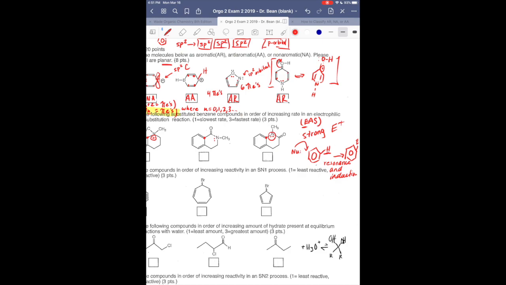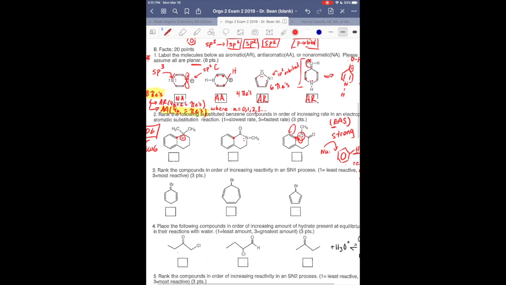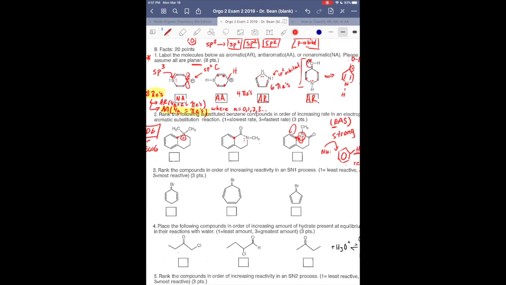If it has a lone pair, you don't have to memorize these, you guys. If there is a lone pair directly attached to the benzene ring, that is donating, and it's donating via resonance, just like that, right? So you see how those carbons are now becoming more electron rich. So that's going to be activating this molecule, okay?